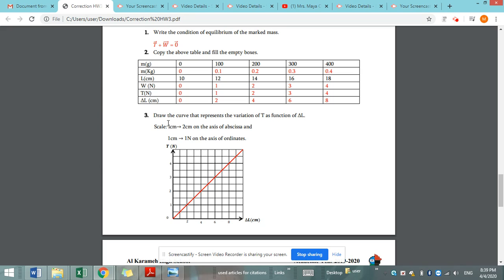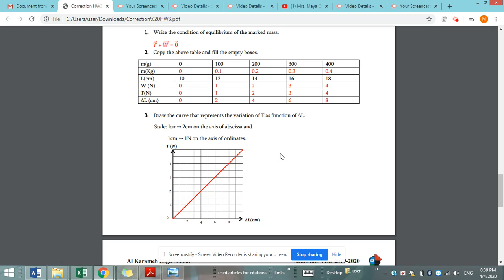You have to show the scale, you have to write the parameter here, write the unit within it, and you have to write a title which says that a curve representing the variation of t as a function of delta L. It's not written here, but you have to write it. You have to add it.